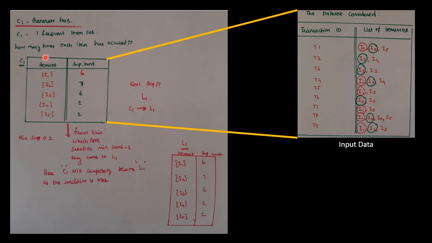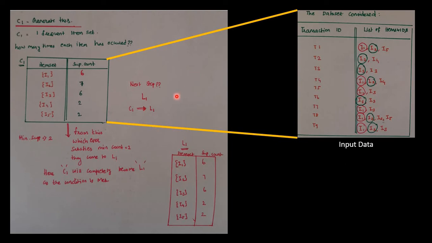Now this table is called C1. We have generated an item set with items and support count, clearly by referring to the data set which is considered, which is nothing but the input data set. Now what is the next step? You have got C1 in hand, and you need to find out L1. That's all. How do we do that?